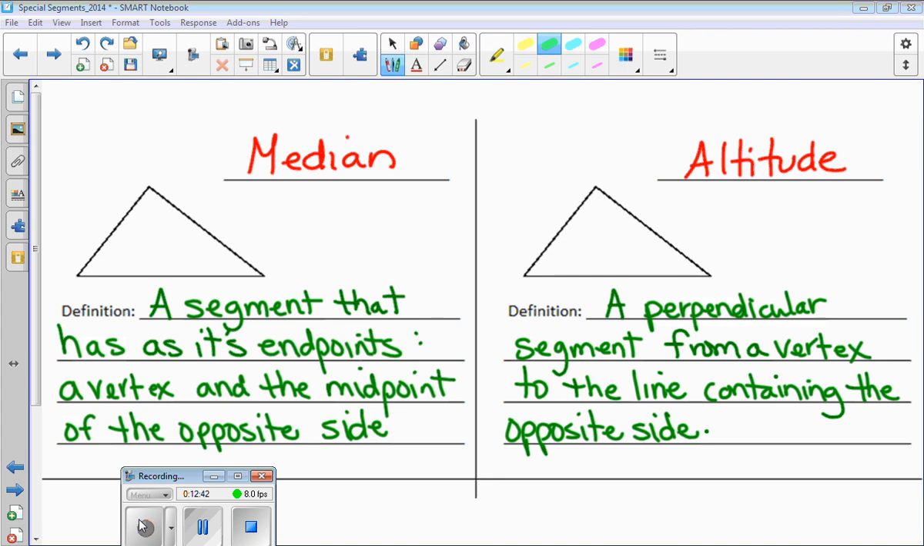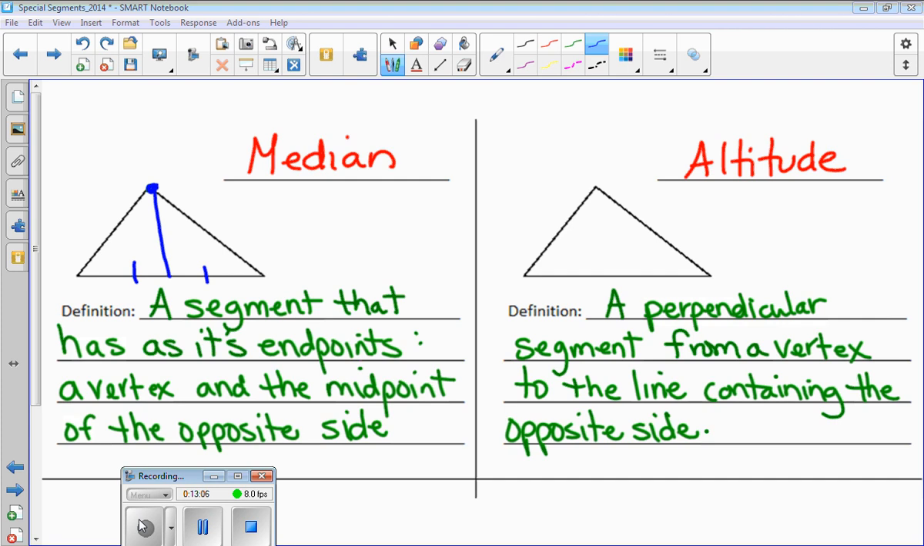All right, so we go ahead and look at the definition of median and altitude, so hopefully these are what you wrote down. Let's just go ahead and draw an example of a median right on here so we know it starts at a vertex. We know that much. And we know that it bisects the opposite side. We're actually going to do the construction on the other side when we cut these up in just a minute. But for now, let's just go ahead and draw these.